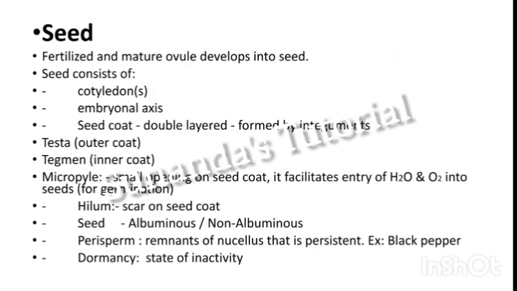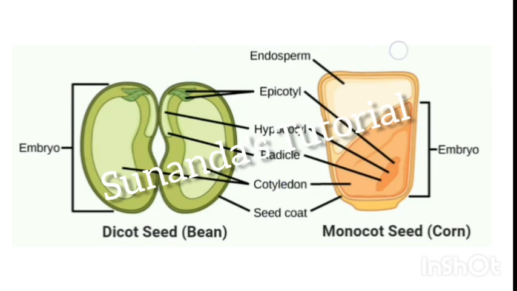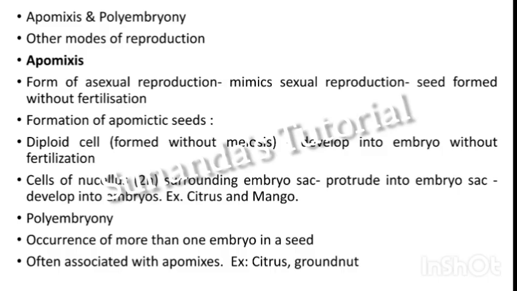Then the seed consists of cotyledon, embryonal axis, and seed coat. The seed coat is double layered: one is the testa, then the tegmen, the inner coat. These are the structures of dicot and monocot seeds.